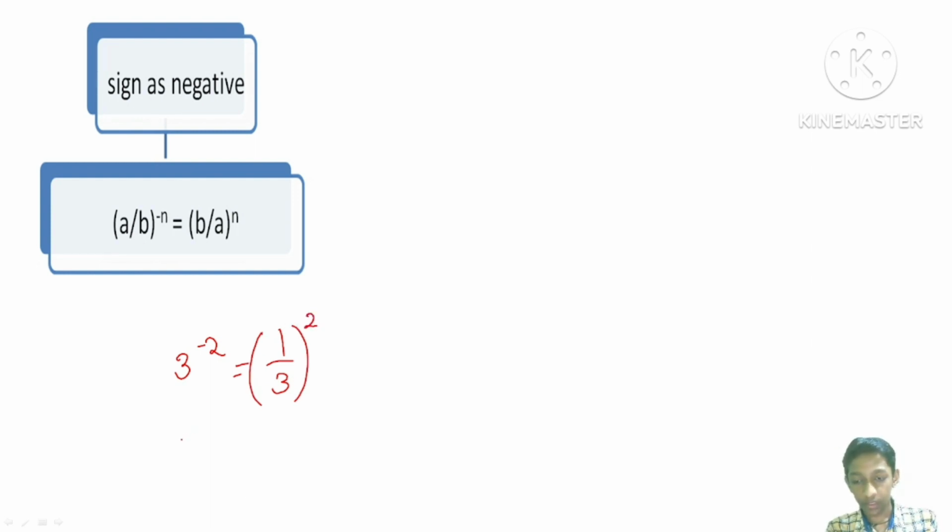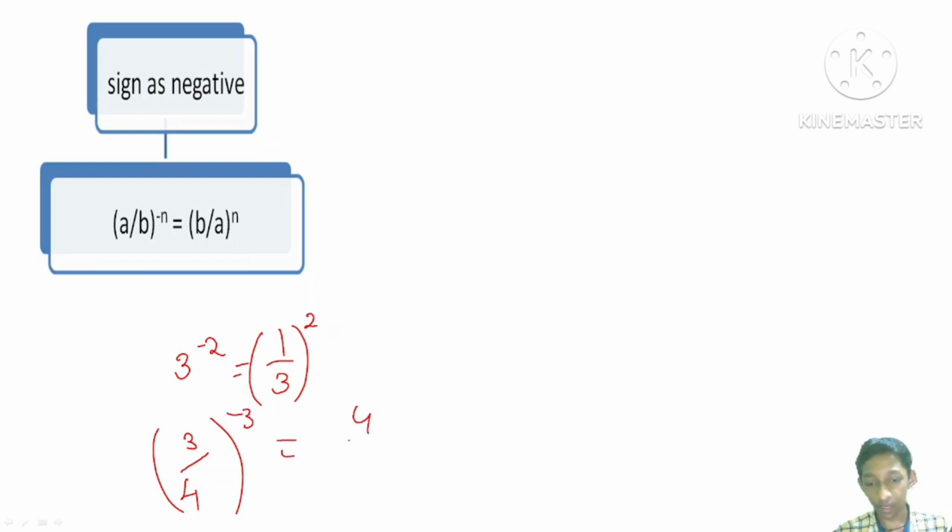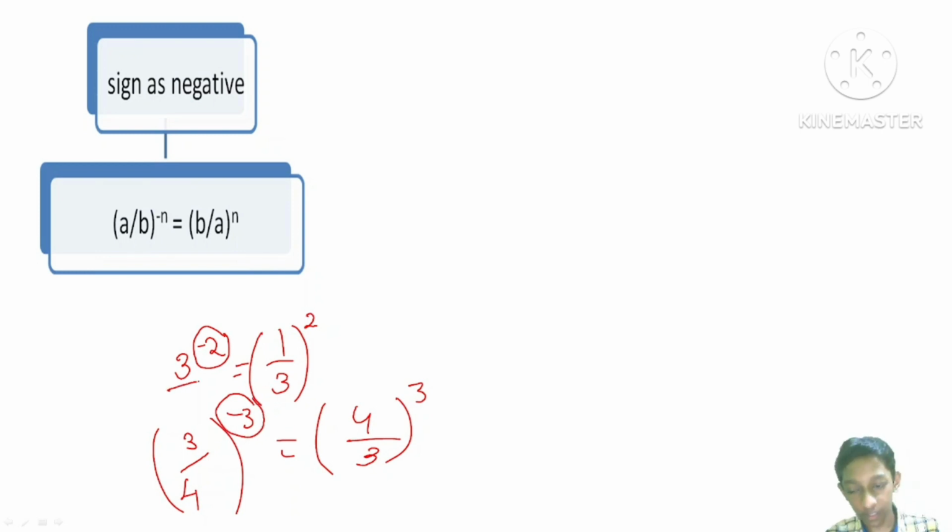Let's take another example. Let's take a fraction. 3 by 4 whole raised to the power of minus 3. This we can write as 4 by 3 whole raised to the power of 3. To make these exponents positive, we have to reciprocate the base. That is, 3 will become 1 by 3 and 3 by 4 will become 4 by 3. Let's move to some of the questions now.